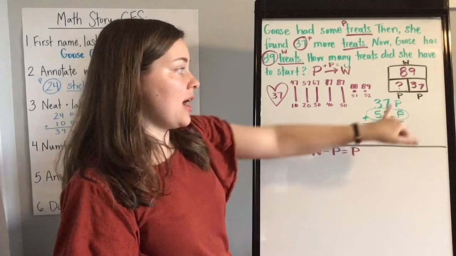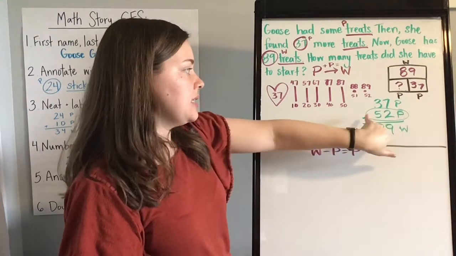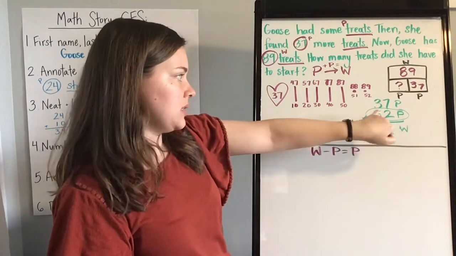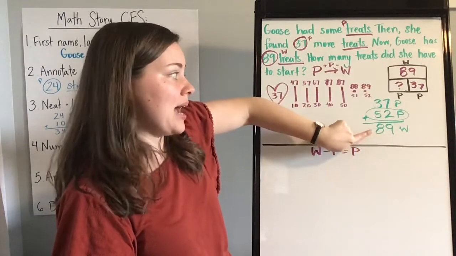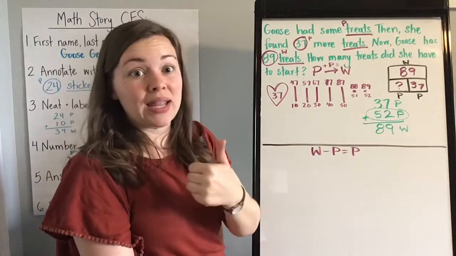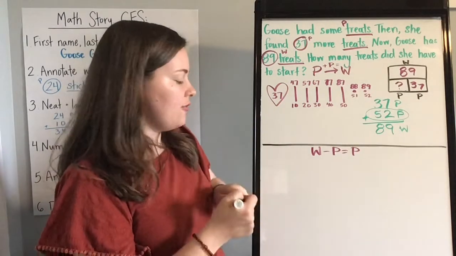So this shows me, let me double check. 7 plus 2 equals 9, yes. 3 plus 5 equals 8, yes. So that means 37 plus 52 equals 89. So I just double checked and I was right. This was just one way to solve for the missing part.